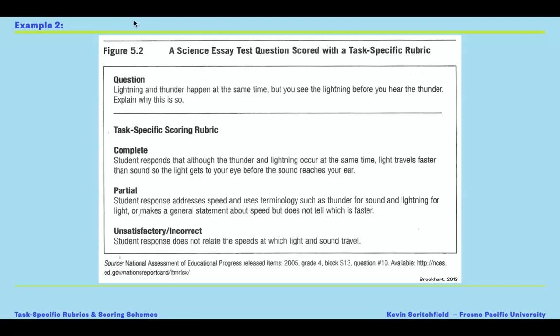An unsatisfactory or incorrect student response doesn't even relate the speeds at which light and sound travel at all. It doesn't use any vocabulary towards that or anything of that nature. So again, this is maybe not a real deep rubric, but it does at least give a partial credit type score to this essay question in this test.